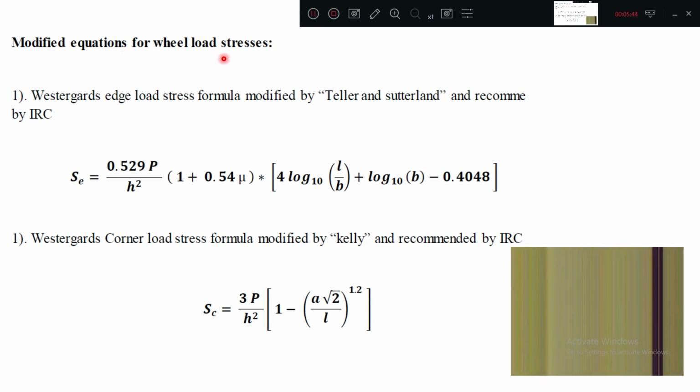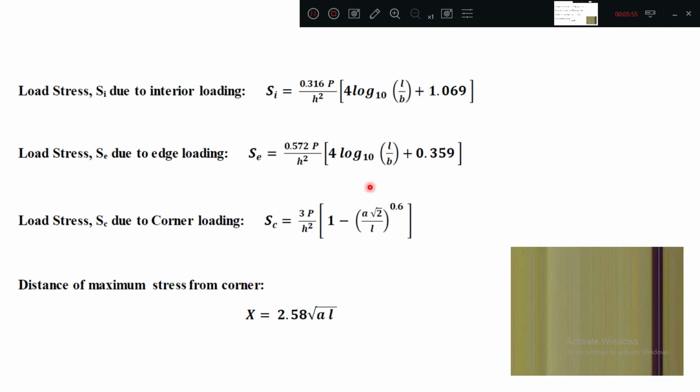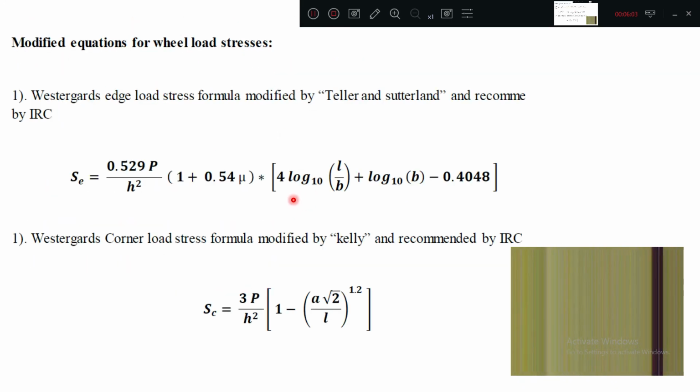That too for wheel load only. Both equations, this and this, are called wheel load equations for wheel stresses. The previous ones were normal, without modification. These two are again wheel load stresses only: interior, edge, corner. Whenever they ask you to calculate the stresses with respect to the modified equation, you should calculate this.